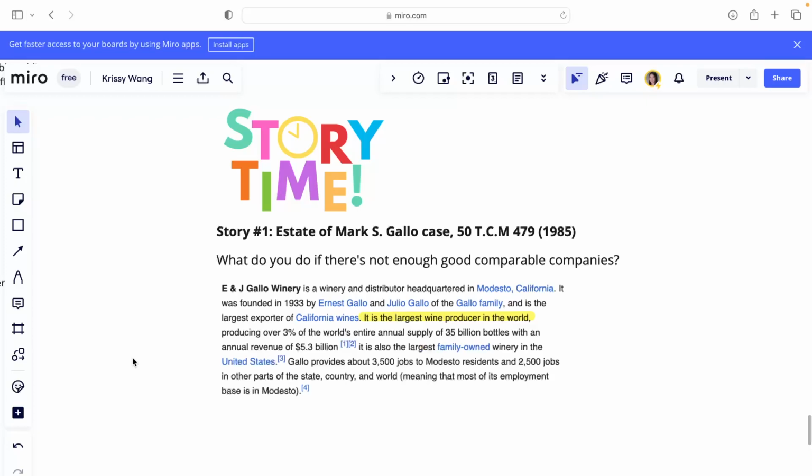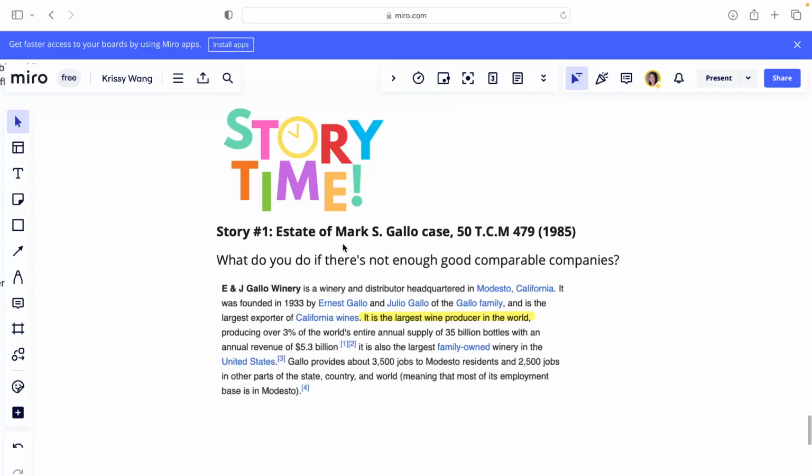So story number 1 is the Estate of Mark S. Gallo case. Mark Gallo is one of the family members from the Gallo family. The Gallo Wine Company is the largest wine producer in the world. So if you like wine, if you have had wine, you probably had some of the wines produced by the Gallo wine family. And this family has always run it as a family-owned private business.